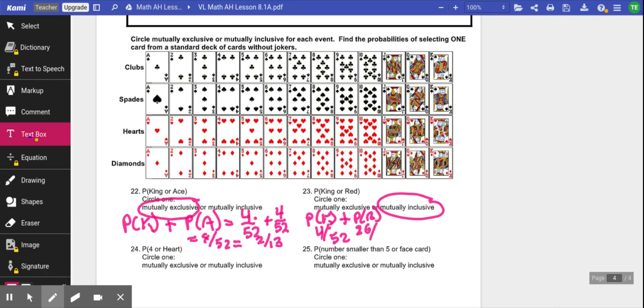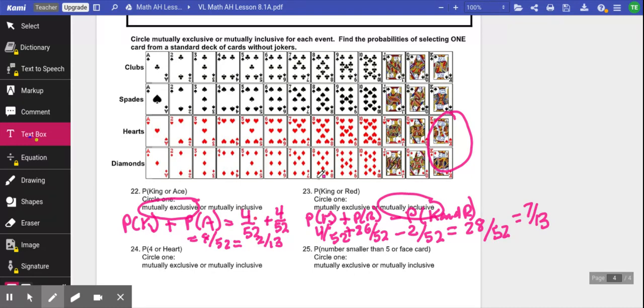But what happens if I just add them? There are not 30 cards I would be happy with. I counted these 2 cards when they were kings, and I counted those 2 cards when they were reds. So I have to take away the probability that it's a king and red. So I have to take away 2 out of 52 because that's what I double counted. So I get 28 cards out of the 52, which means I'm happy with 7 out of 13 cards.